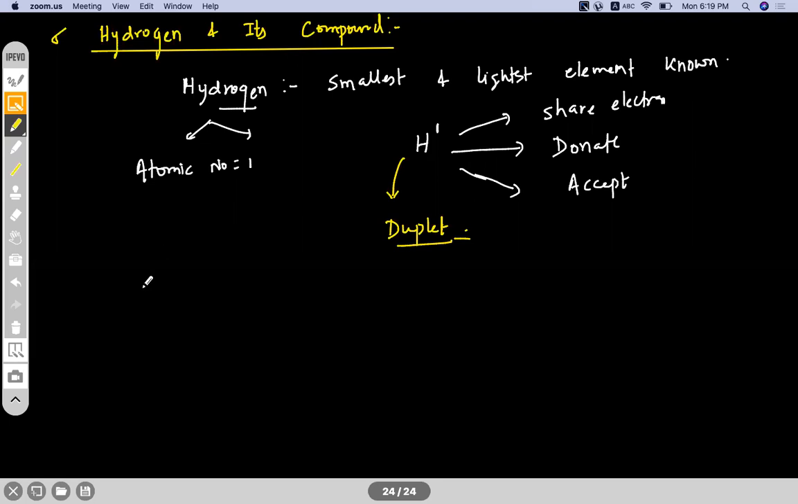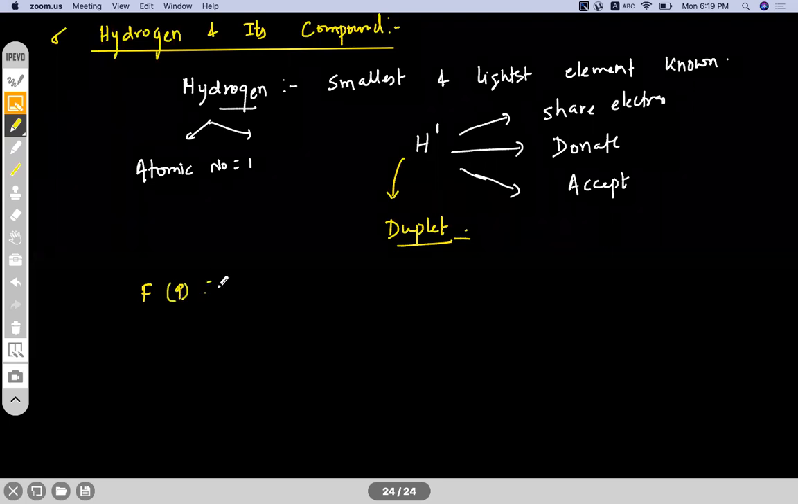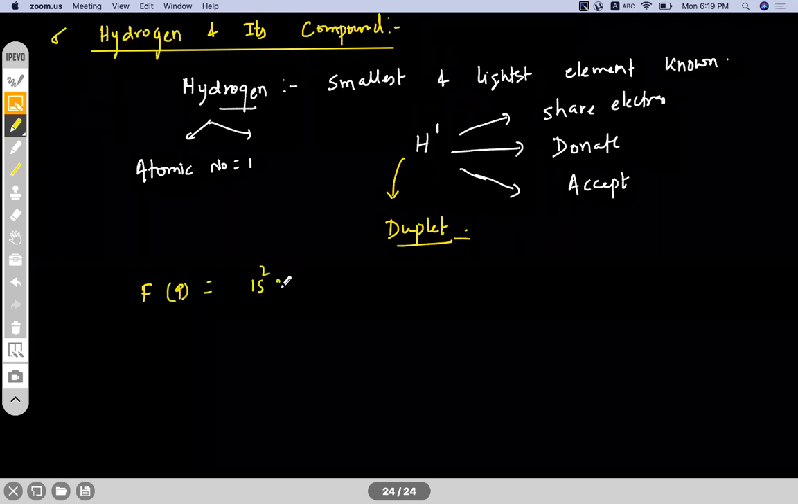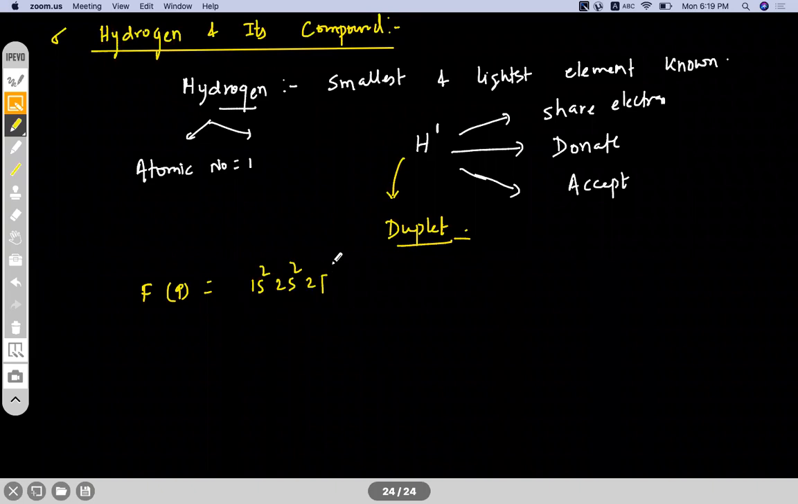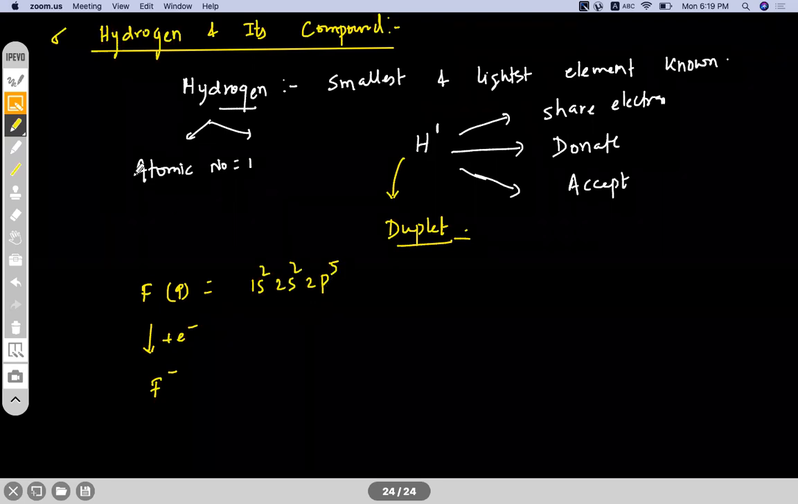If you look at fluorine, it has 9 electrons, so the configuration is 1s2, 2s2, 2p5. It has a high tendency to accept 1 electron, converts into F minus, and the octet is complete, with 2s2, 2p6 configuration. That goes with group 17 elements, right?